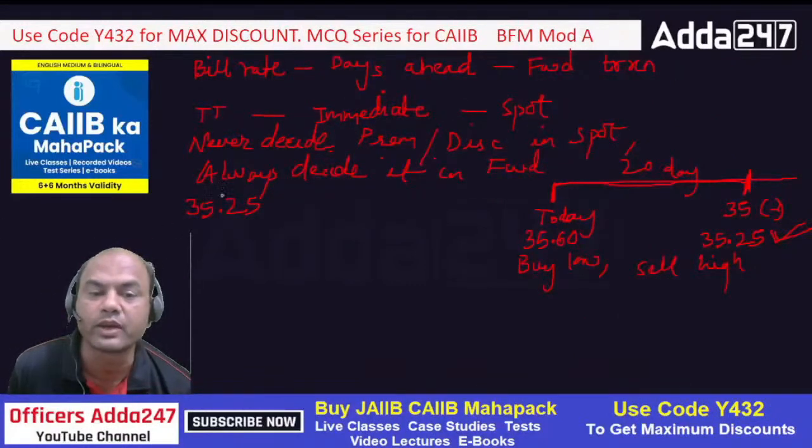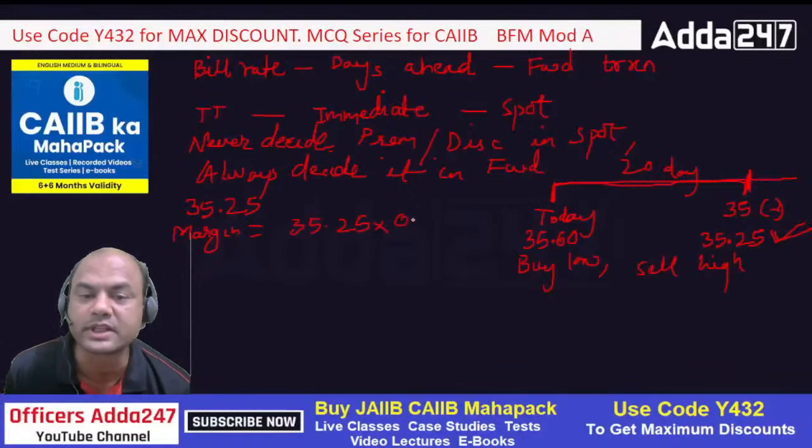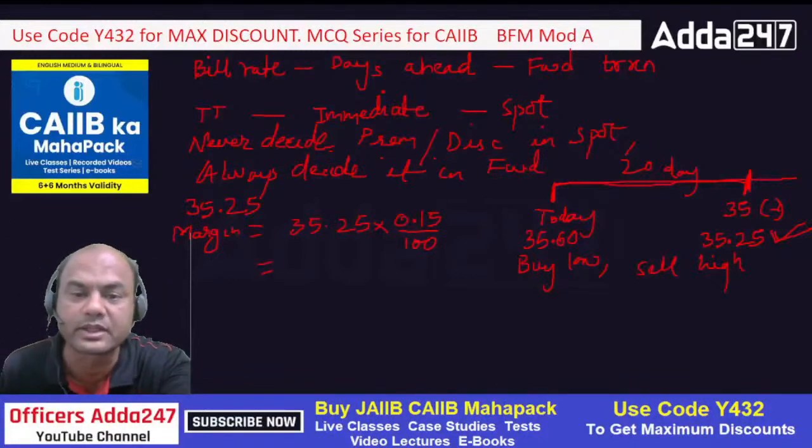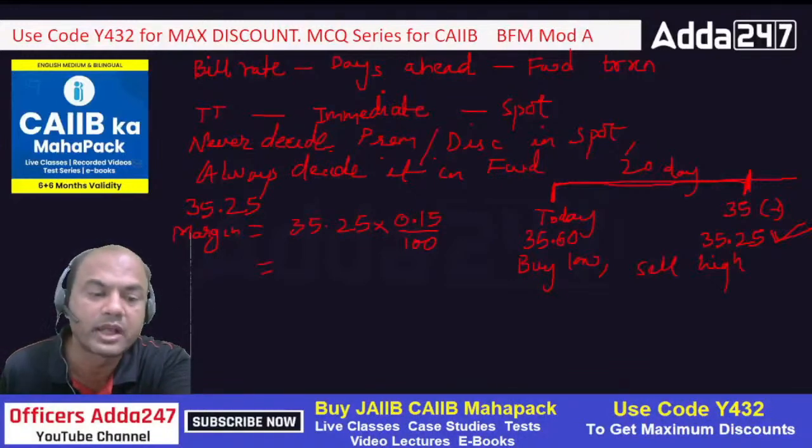Let me calculate it. 35.25 is my rate. Margin we have to multiply, right? So 35.25 into 0.15 upon 100. What is the answer, everyone? Type fast in the comment section. Take out your calcs. Everyone, you have to give your exam. I don't have to give this exam, I have cleared it already.